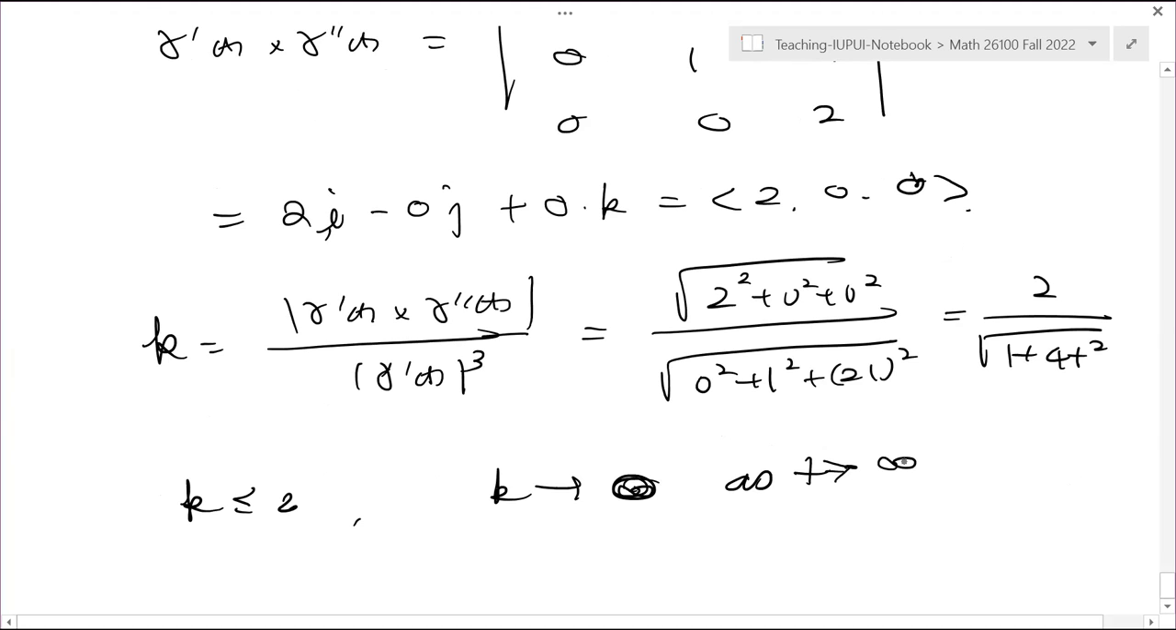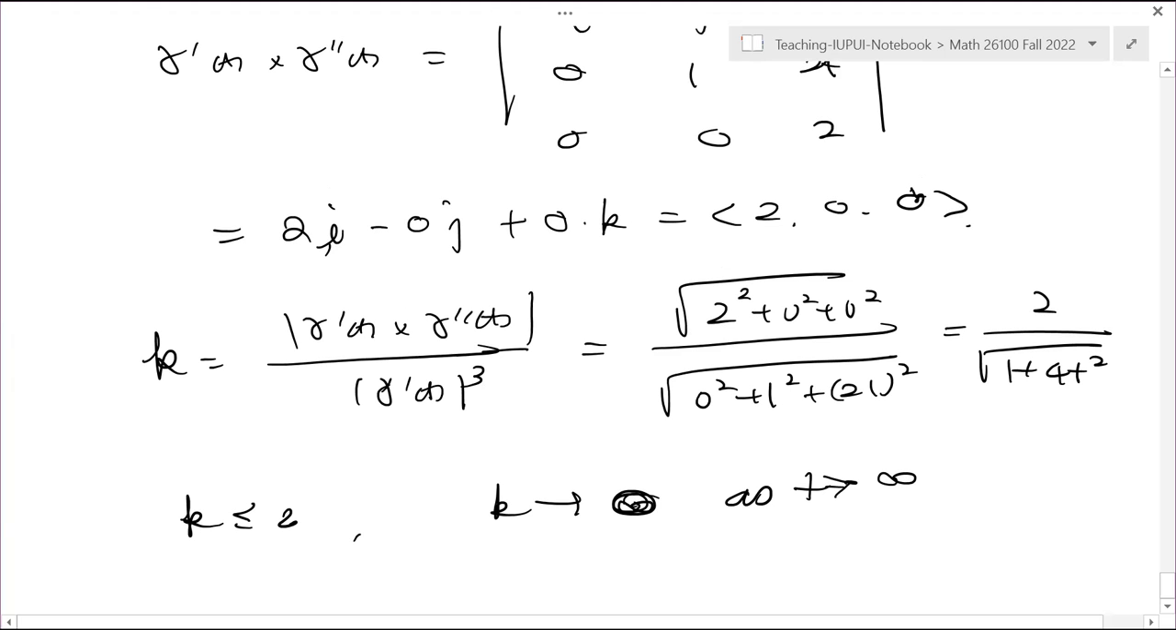Yes? Q. There's no Q here. Where's the Q? Q. Oh. Gamma prime t. Yeah, Q. you're right. You're right. I'm missing. Yeah.